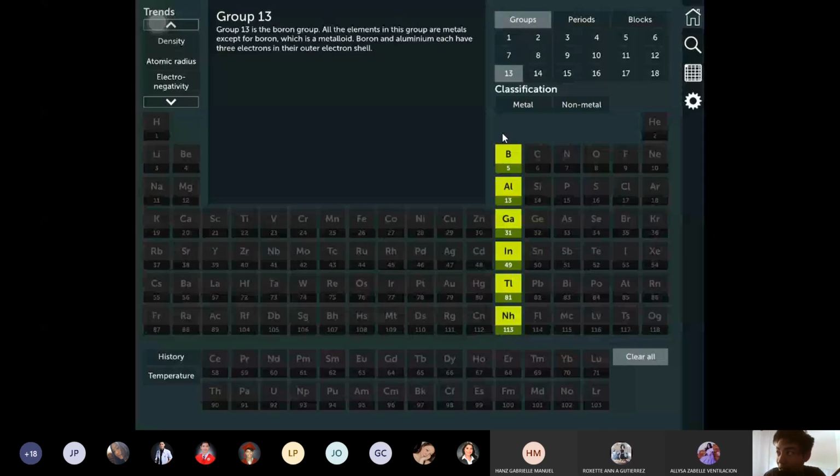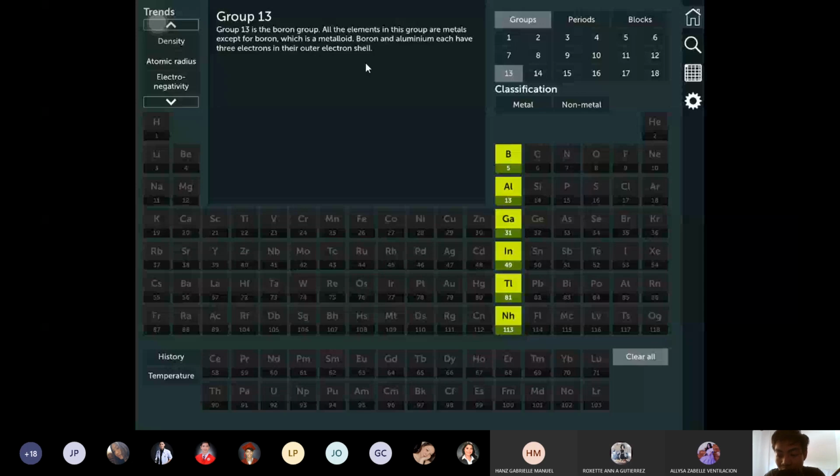Siyempre, nadaanan niya yung s orbital. So, meron siyang S1, S2, S2P1. So, ilang electrons yung sa S2P1? Ayan o, S2P1. So, ilang valence electrons yan? Tatlo. So, for group 3, tatlo.